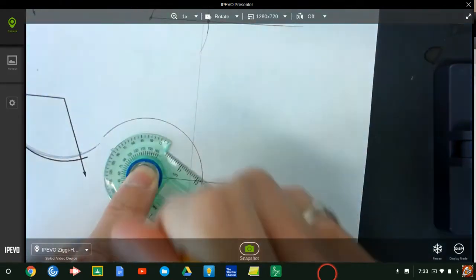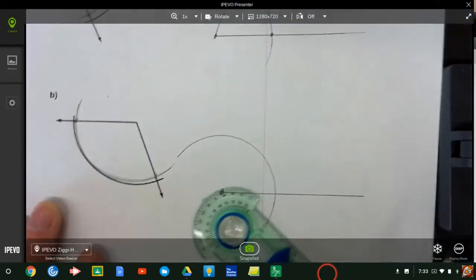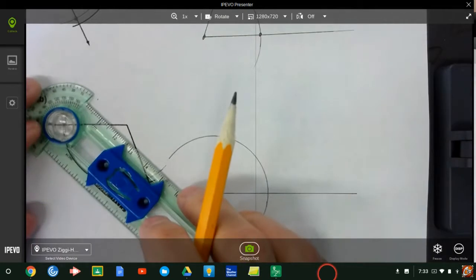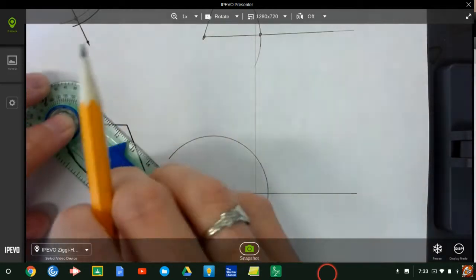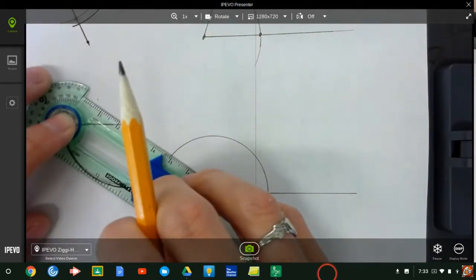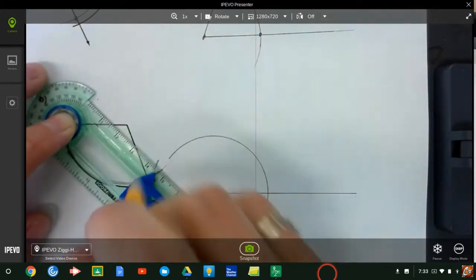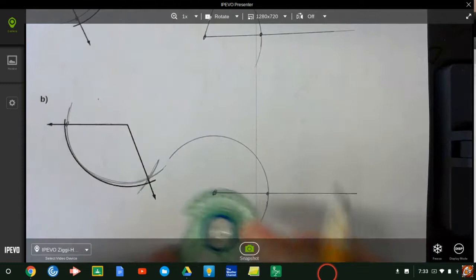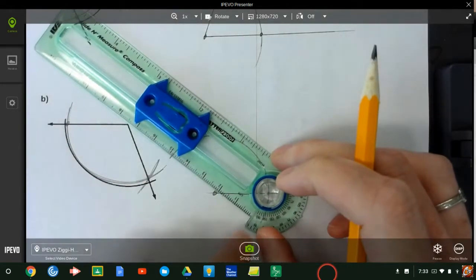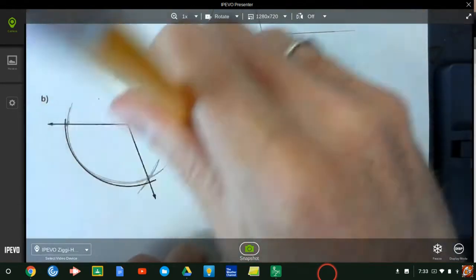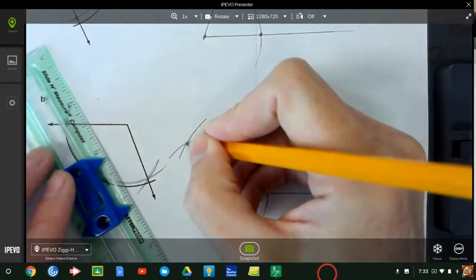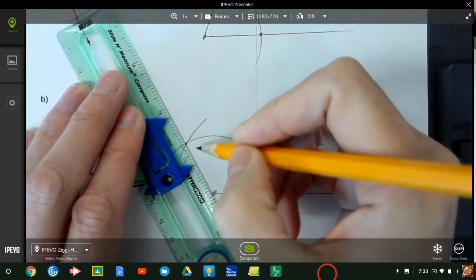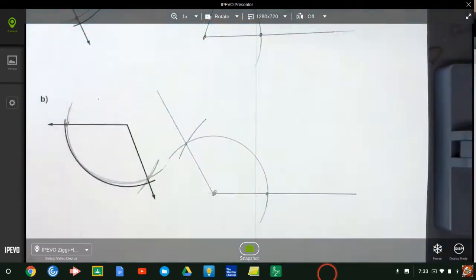Pretty big because it's going to be an obtuse angle. Measure the distance between my points. Okay, take that distance over to here. There's my new point. So connect those dots. There we go.